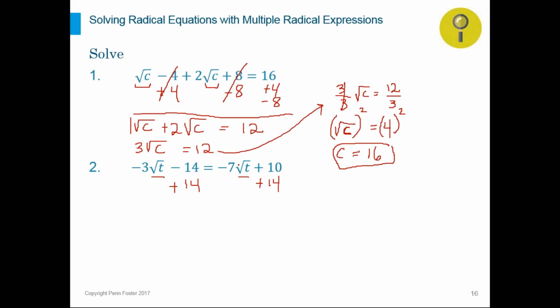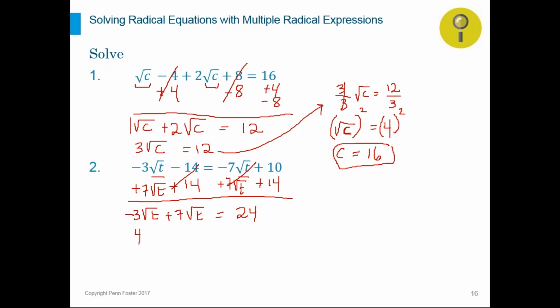I also want to bring this expression to this side. So add the 7 square root of t, and also add 7 square root of t. Okay, let's rewrite the equation then. -3 the square root of t plus 7 the square root of t, that is gone, that's a 0, equals 10 plus 14, which will give you 24. Combine, -3 plus 7 is 4.